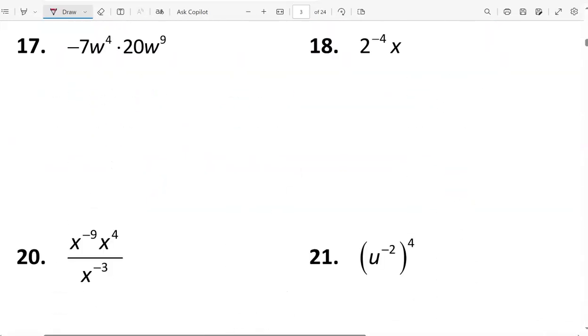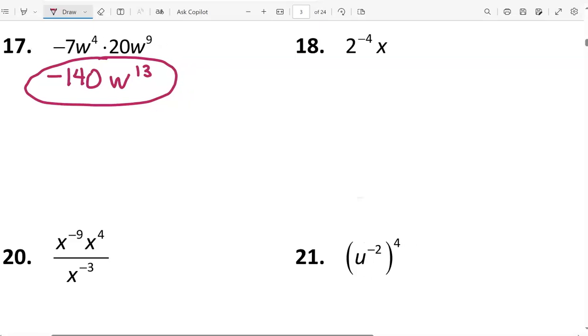For number 17, negative 7 times w to the 4th times 20 times w to the 9th. This is all multiplication, so it may be performed in any order. Negative 7 times 20 is negative 140. w to the 4th times w to the 9th is w to the 4 plus 9, which is w to the 13th. That's as much simplification as we can do.